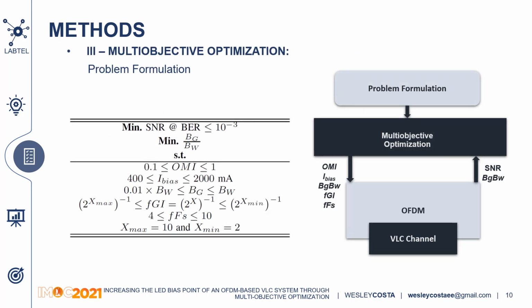In this work, we consider multi-objective optimization, as I've already told about the trade-offs. This is the minimization of the guard band and the minimization of the SNR for a bit error rate of 10 to the minus 3. For these two objectives, we need to optimize other variables: the optical modulation index from 0.1 to 1, the bias current that varies from 400 to 2000 milliamperes, the guard interval, and the upsampling factor.